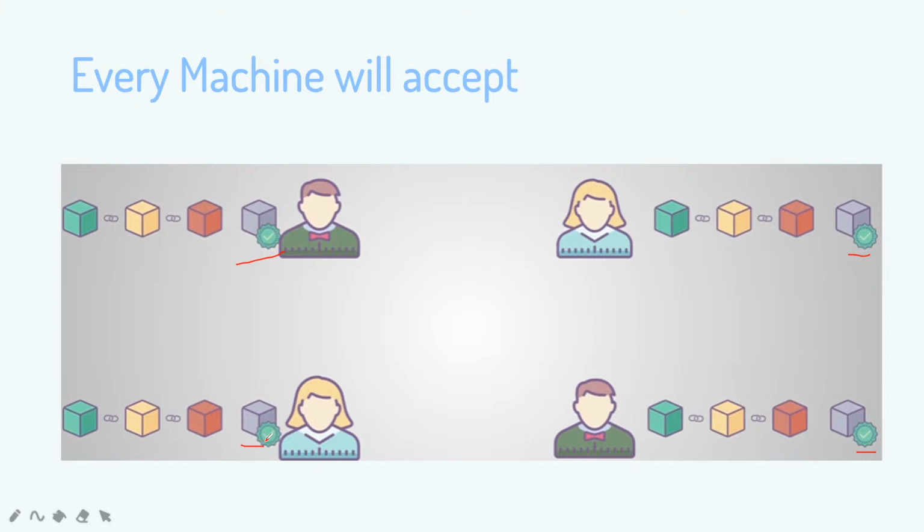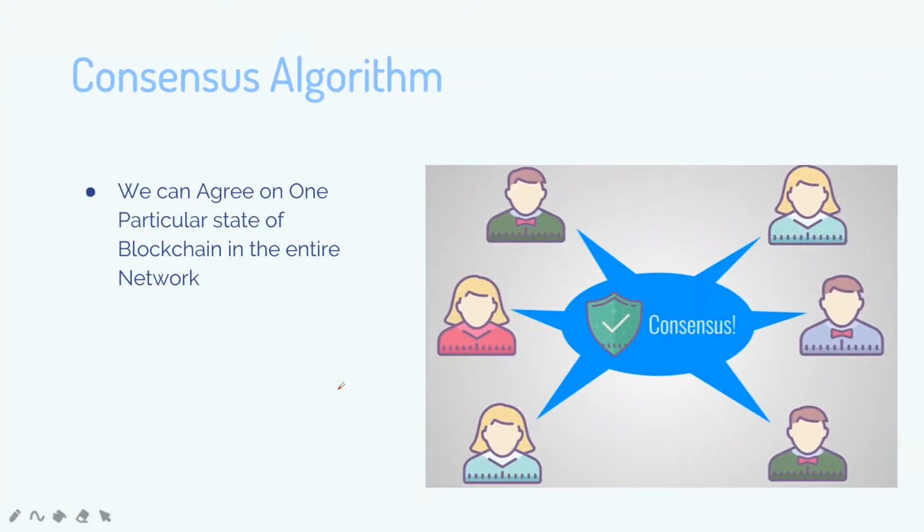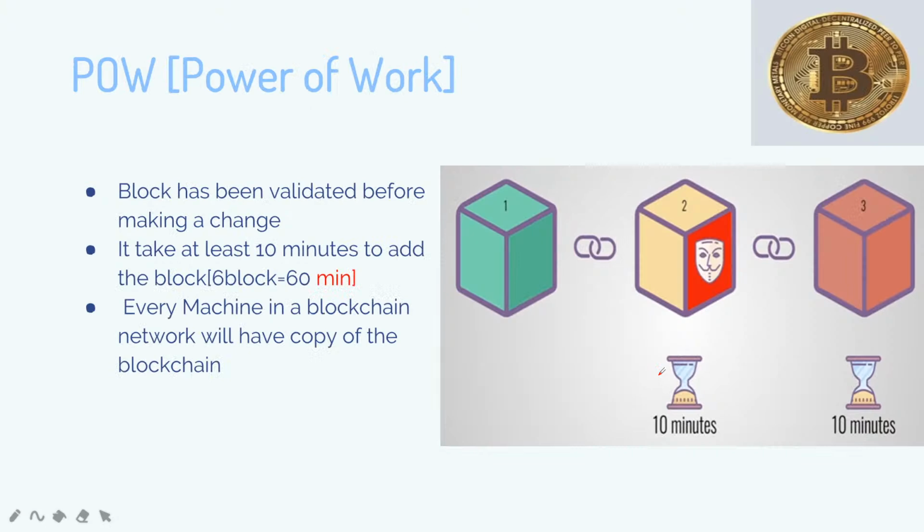For adding a new block, we have some consensus algorithms. Using those algorithms only, we add the blocks. This is called a consensus algorithm. A consensus algorithm agrees on the particular state of the blockchain in the entire network. There is not only one algorithm; we have different types, which we will discuss, but one of the famous ones is POW, that is proof of work.